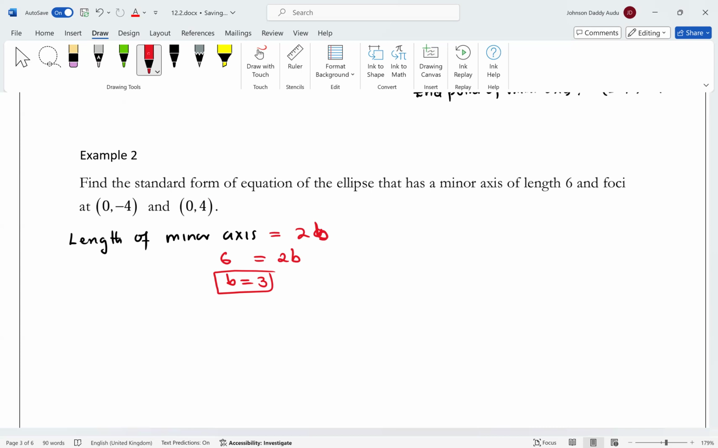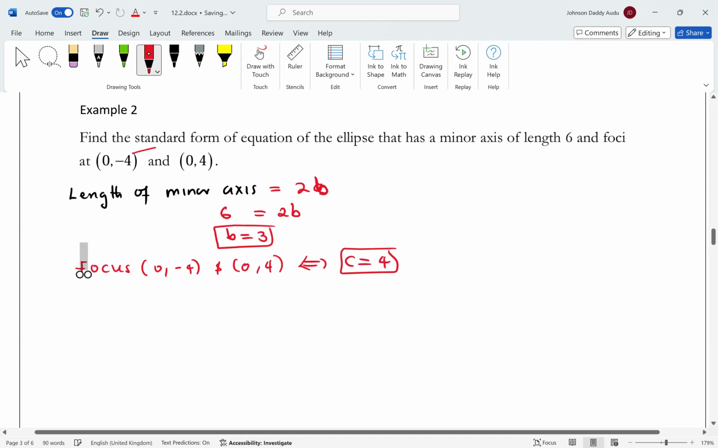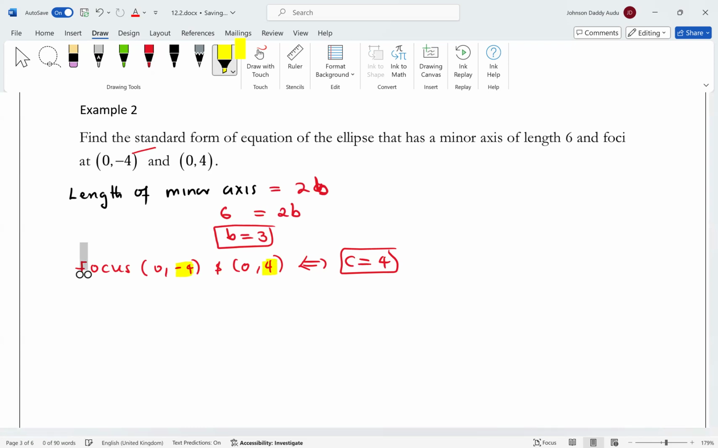And you have the focus already. So what is C? The focus is 0, 4. This implies that C equals 4. And also, since the C is on the y-axis, it means that you are dealing with a vertical ellipse, right? So this also implies that we are dealing with a vertical ellipse.